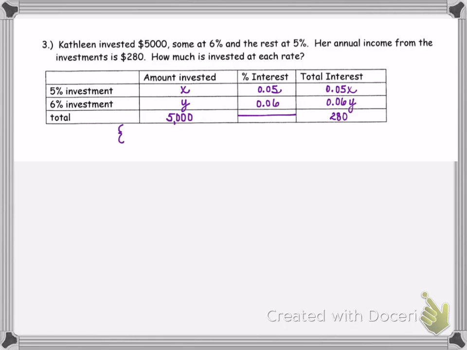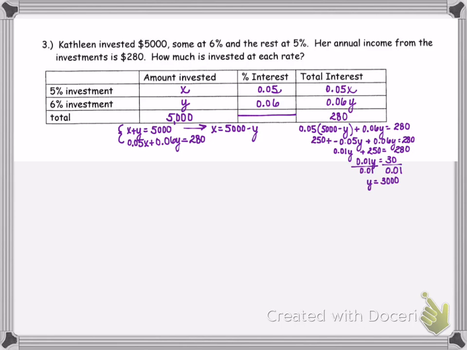So I've got x plus y equals $5,000, and I've got 0.05x plus 0.06y equal to 280. Now you could do elimination for this, but I think most students go with substitution. So I'm going to solve the top one for x, and that means that x equals 5,000 minus y, and I'm going to replace that in the second equation. Go ahead and do that and solve for y, or x, pardon me.